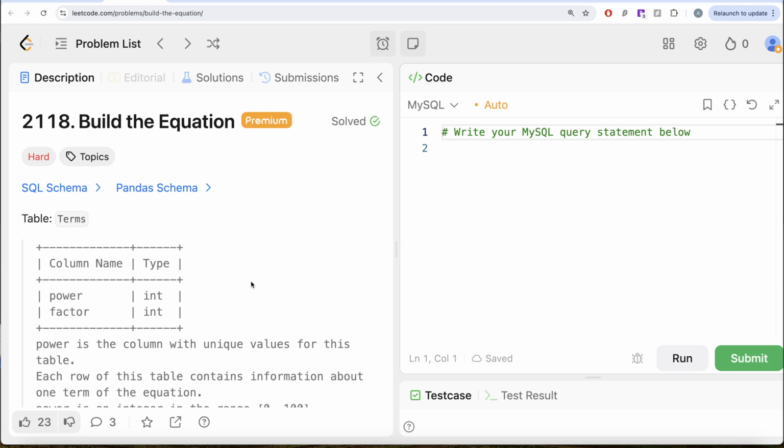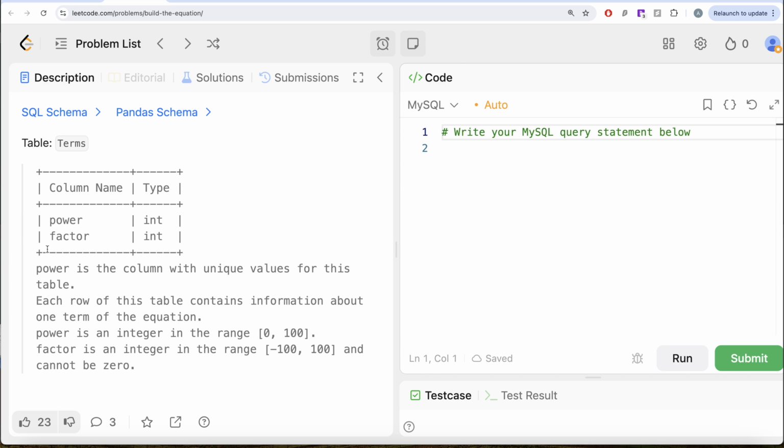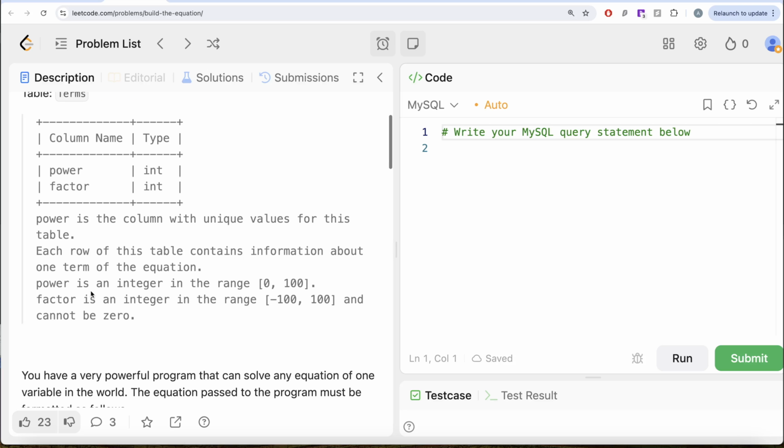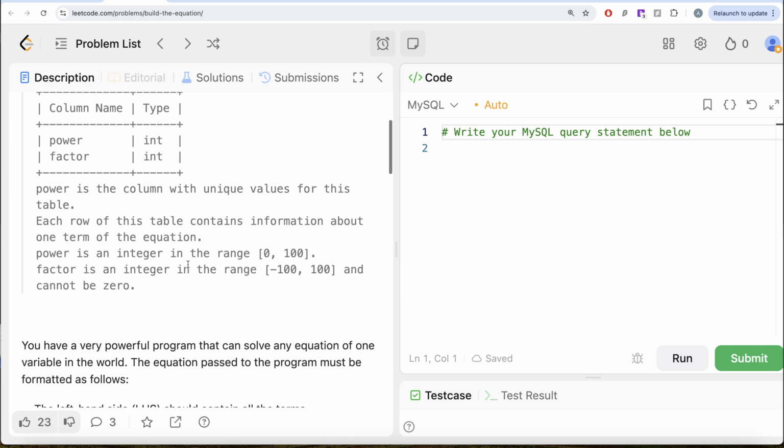Okay, the question reads, we are given a table called terms with two different columns, power and factor, power being the column with unique values for this table. Each row of this table contains information about one term of the equation. Power is an integer in the range 0 to 100 and factor is an integer in the range minus 100 to 100 and cannot be 0.